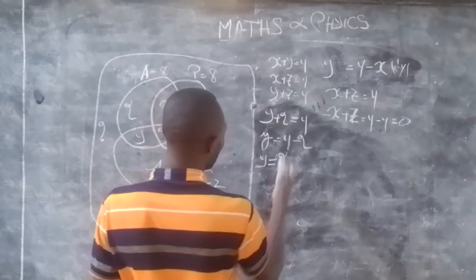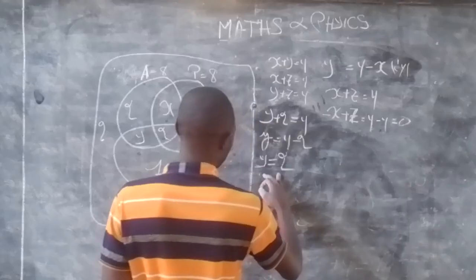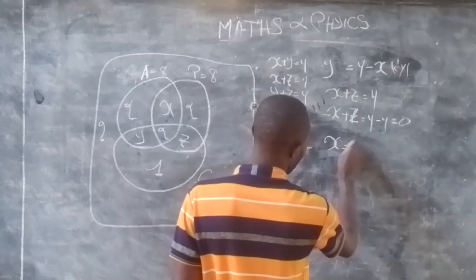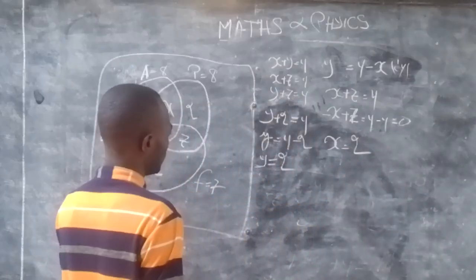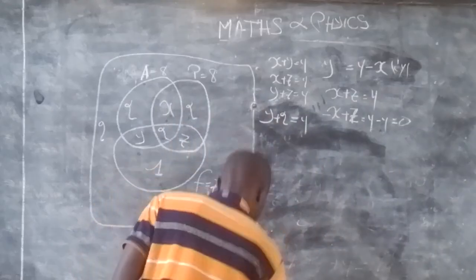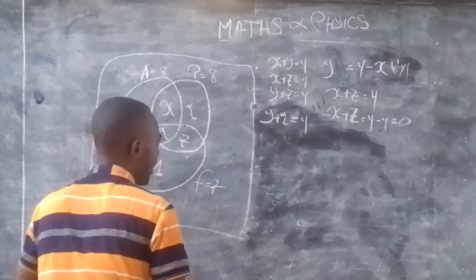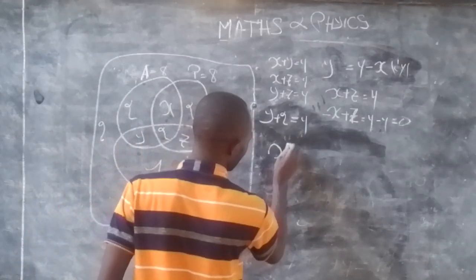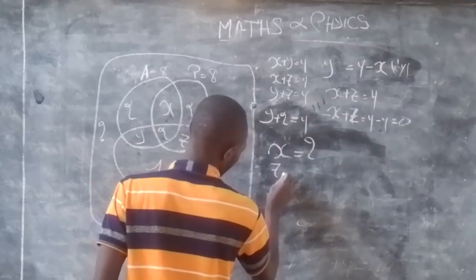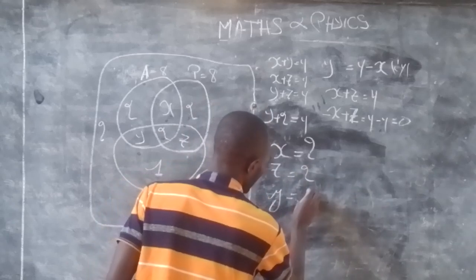Also, y its value is 2. Let's replace it according to what we are seeing. If we replace the value of y by its value, x will be equal to 2 also. So this means that we have already determined all three unknowns. So here x equal to 2, z equal to 2, y equal to 2.